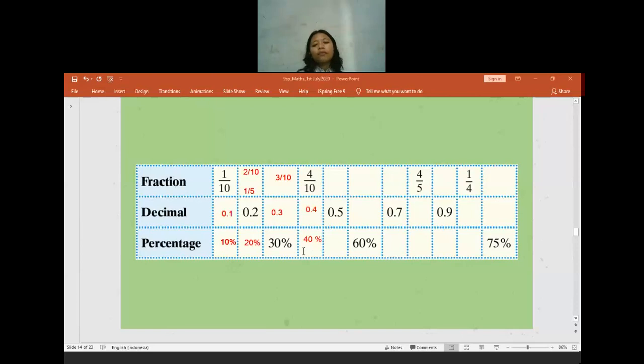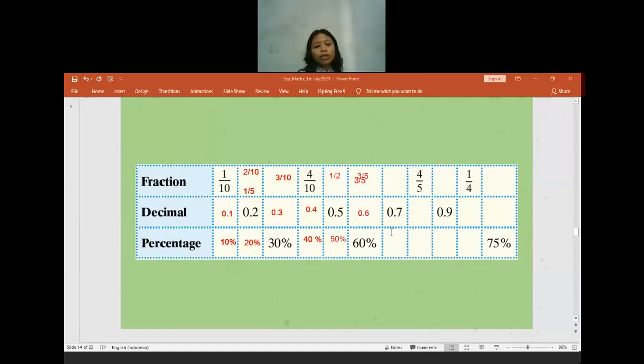0.5. What is the fraction? 1 by 2. Okay, and the percentage is 50%. Good job. And then now for the 60%, what is the fraction? 3 out of 5. How many? 0.6. Okay, 0.6. Good job.